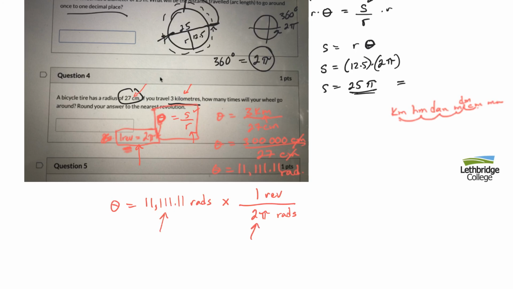Let's see if that works. Where's my pi button? There's pi. Okay, so that comes down to that wheel would have rotated 1,768.388 times, or revolutions. They say round to the nearest revolution, so I'd be calling it 1768 revolutions.